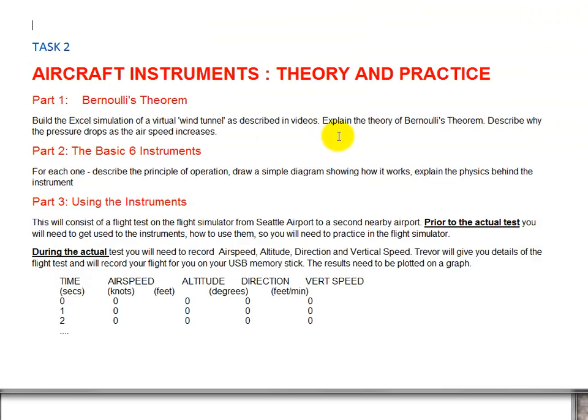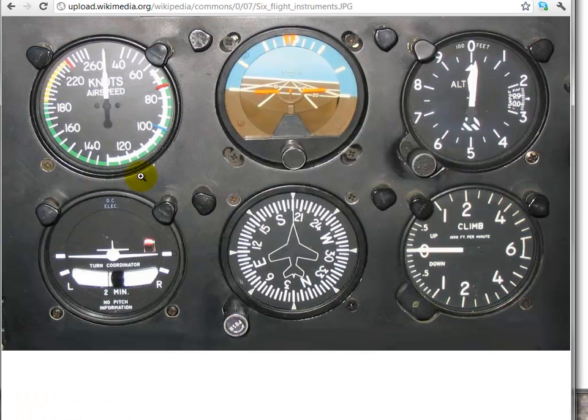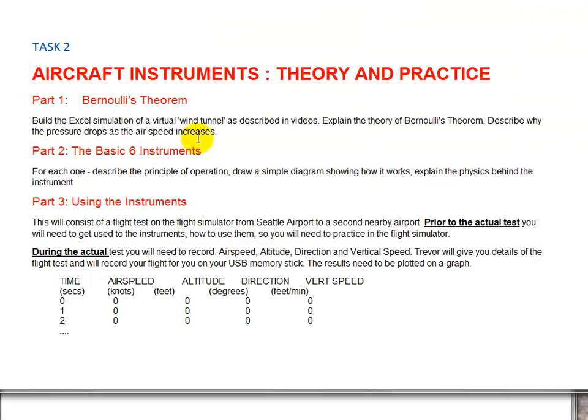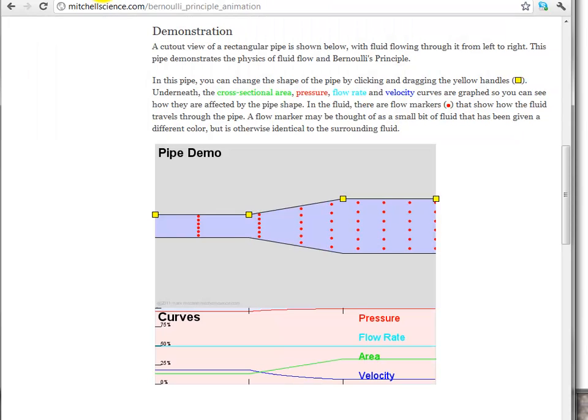So, just to break down the task, aircraft instruments theory and practice. Part 1 will be on Bernoulli's theorem. We'll be looking at the theory behind the operation of the airspeed indicator, which is the one top left, which uses Bernoulli's theorem. And when you do that, you'll be building a small simulation, as shown here. I think we've started that previously. It'll be done in Excel and is described in some other videos.